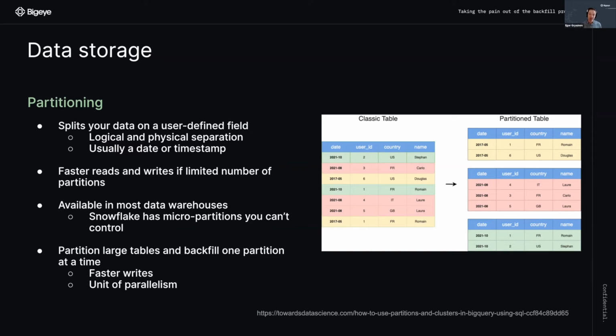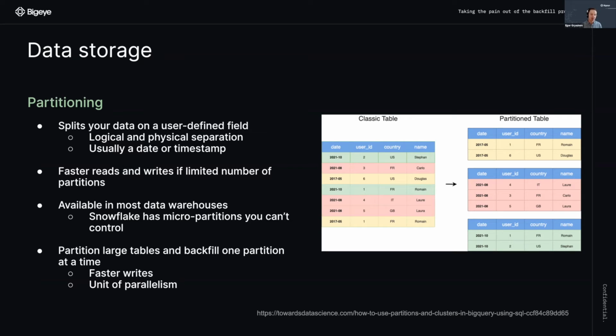Snowflake's a little bit special here because they have their own notion of micro partitions and you can't control that. Snowflake sort of decides for you how they want to lay out your data on disk and which partitions will be read and written into. But if you're using something like BigQuery or Databricks or any other S3-based or HDFS-based data warehouse or data lake, then you are probably already partitioning your data because those are fairly native concepts in those systems.